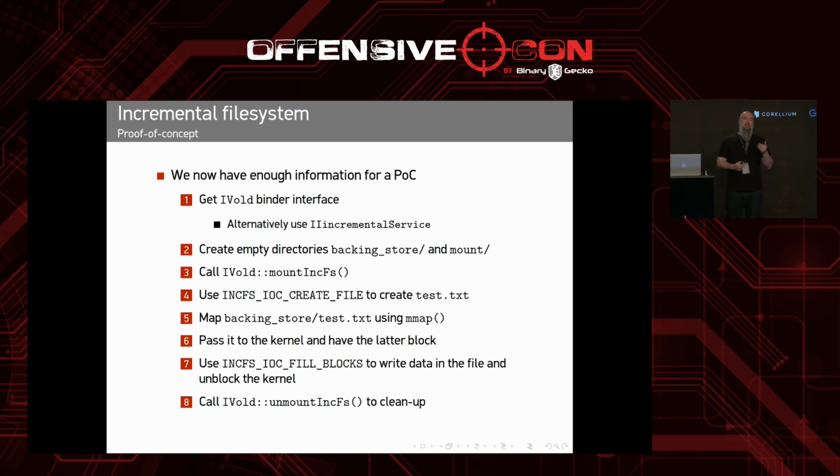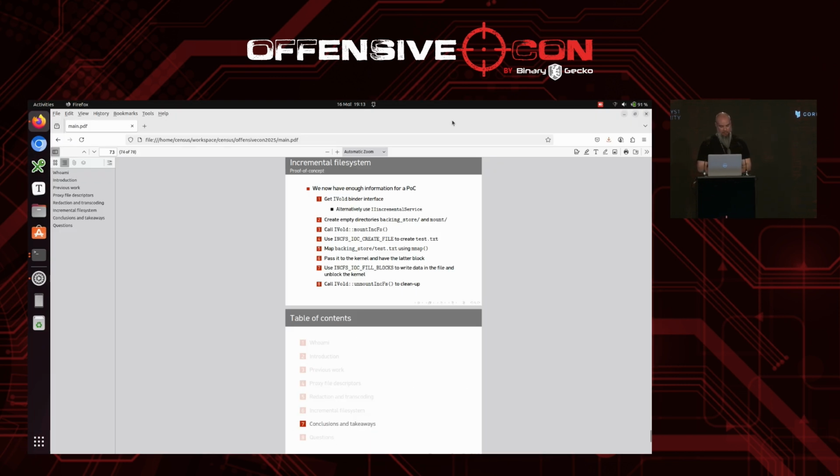Now, before doing that, we create a thread. And that thread waits for some time and then issues another IOCTL to populate test.txt with some data. When this happens, the kernel unblocks and execution is resumed. So let's have a look at this final proof of concept.